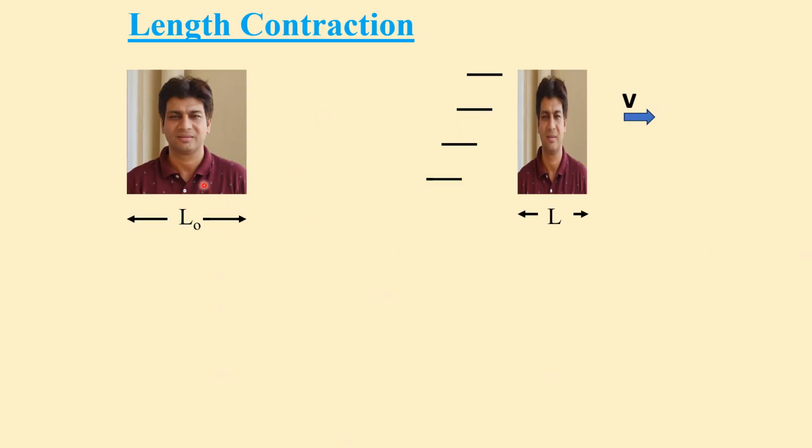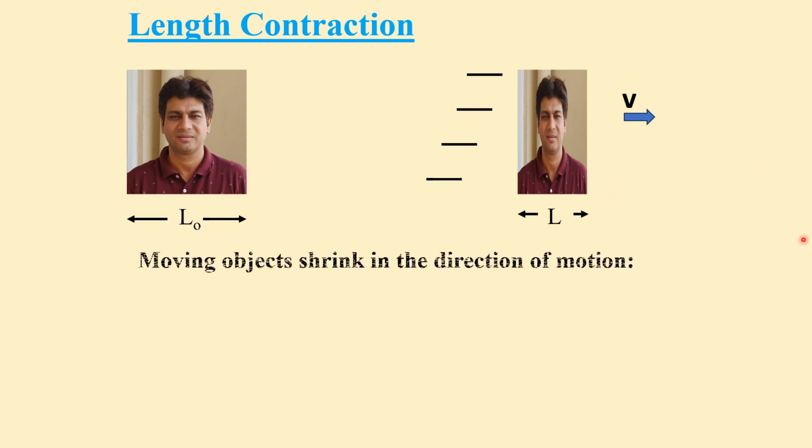Here we can see that if the length of this photo or image is L naught, and it is moving with some high velocity v, then we will see the contraction only in this side length, the direction of motion, not in the other direction. Suppose the length is contracted but the width is the same as when it was at rest. So length contraction takes place only in the direction of motion, and L equals L naught root of 1 minus v square by c square. So it depends on v how much percentage will be contracted.